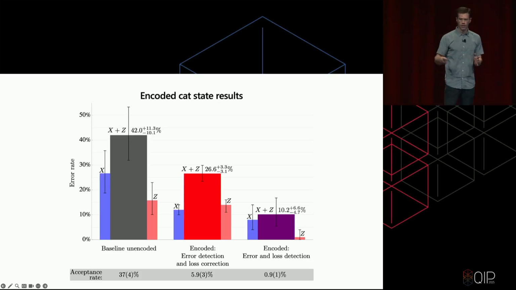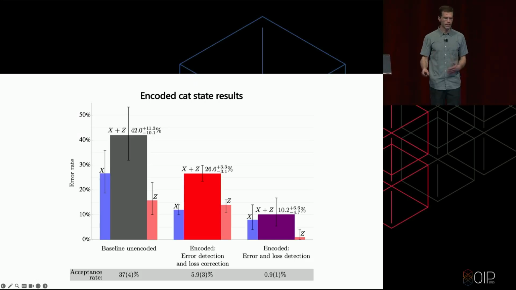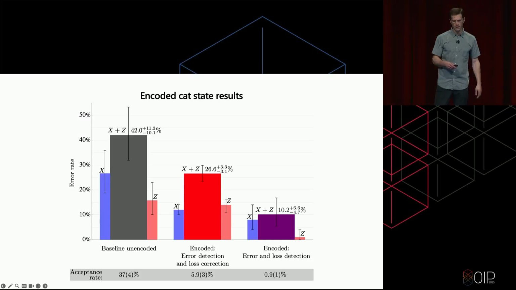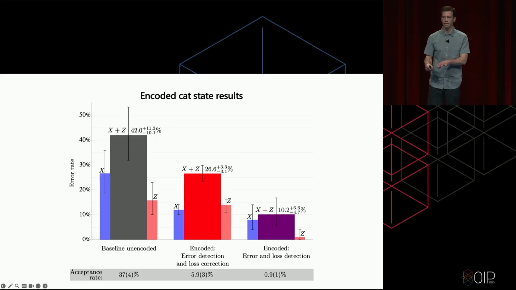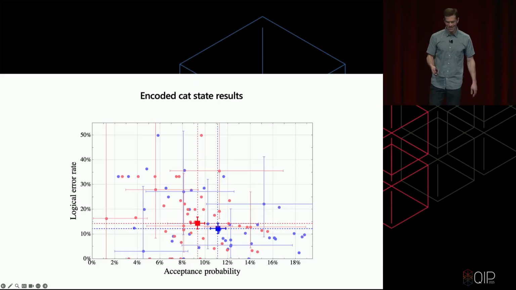The column at the far right is where I'm discarding any trial that has any detected error or any loss. So the acceptance rate goes way down, but the error rate also goes pretty far down. Interestingly, it looks like the z error rate goes down a lot more than the x error rate. I forget why that is, but that seems interesting to me now.